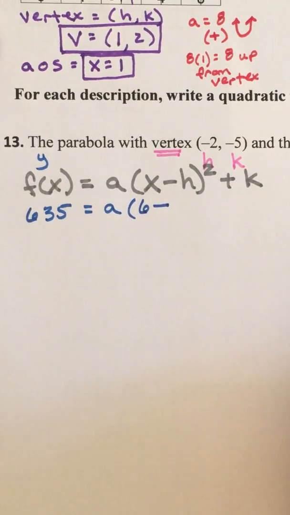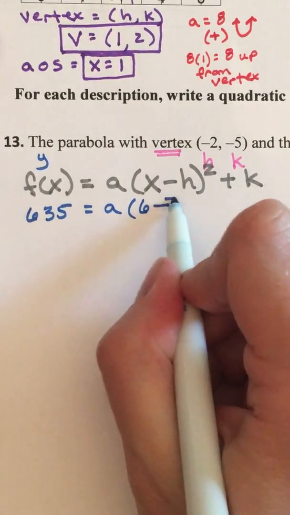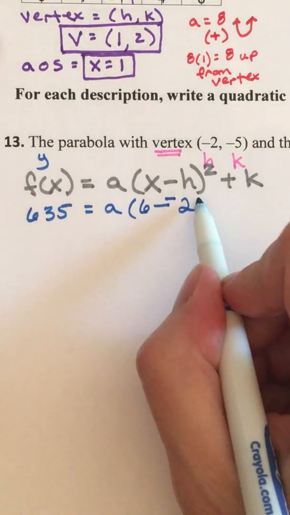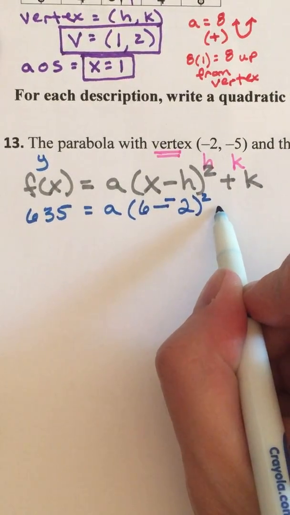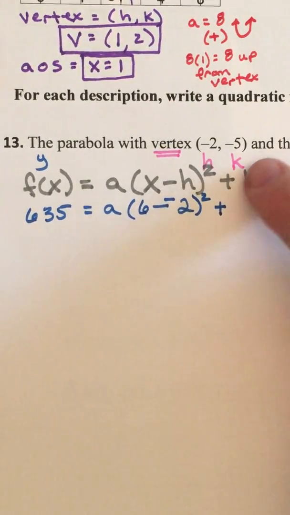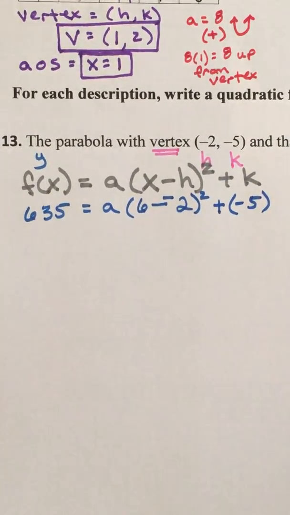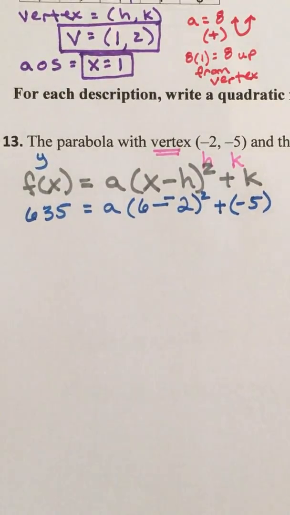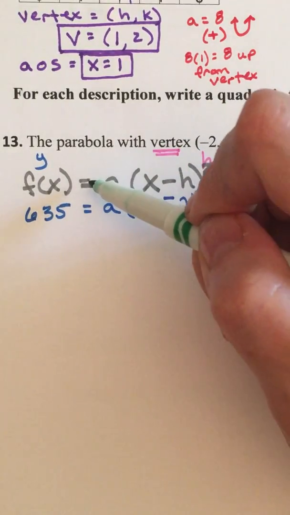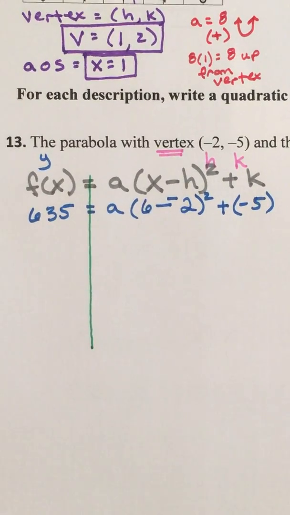Minus h. What's in the h location? -2. Make sure you put both of these minuses in there. That's really important. Squared plus k. What's the value of k? Yeah, it's -5. All right, let's start cleaning things up and see if we can solve for a. Draw the river through your equal sign, just to keep things separated left and right.